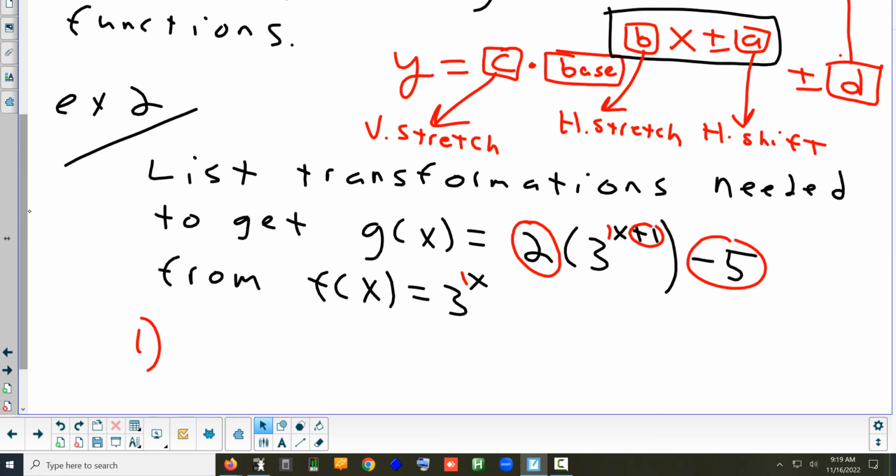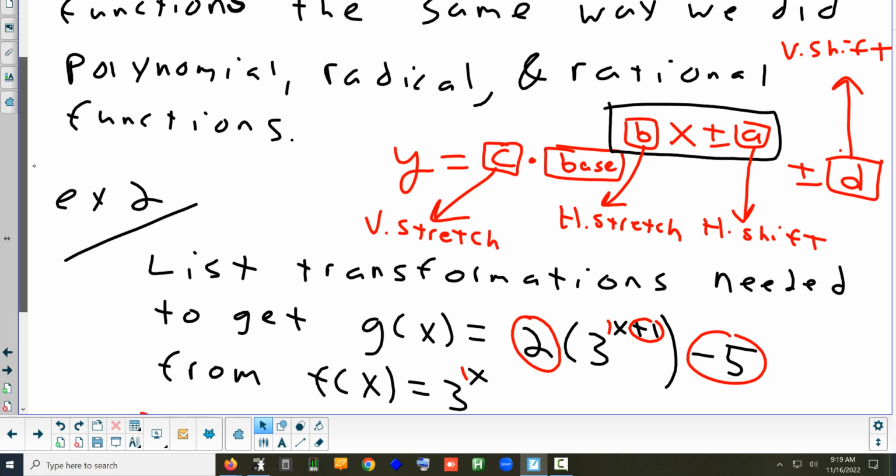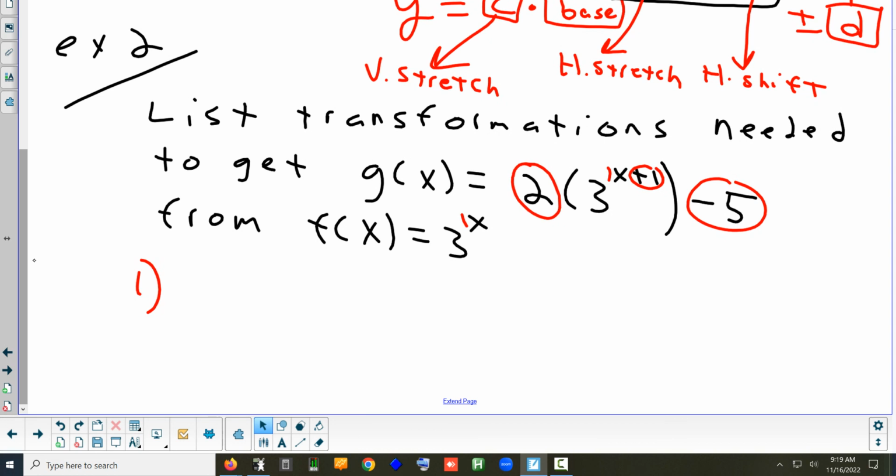Now I want them in order. Okay, if you're not sure what the order is, look at the A, B, C, D, and that's the order. Horizontal shift, horizontal stretch, vertical stretch, vertical shift. So what would be the first one? Yeah. You'd shift it left by 1 unit. So shift left 1. So that takes care of the plus 1.